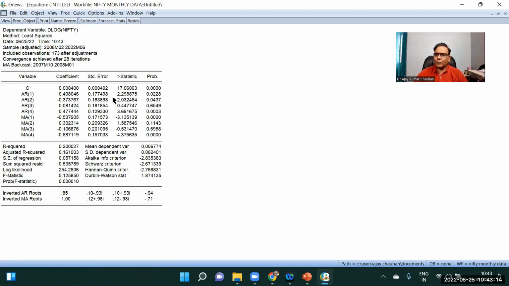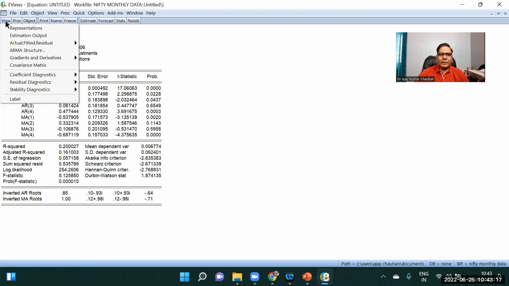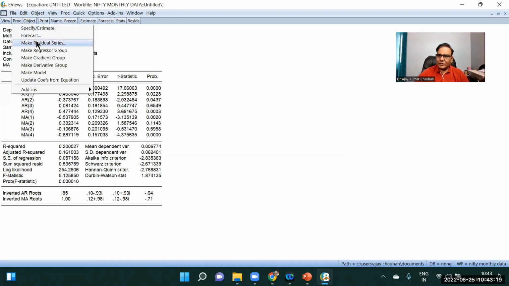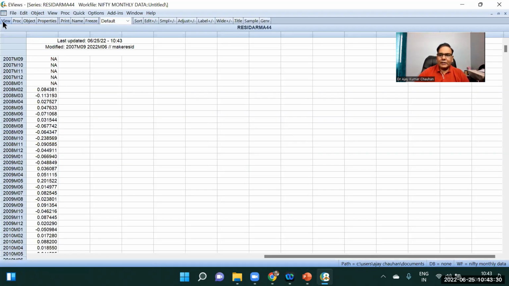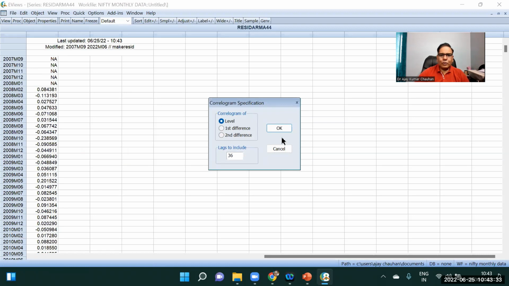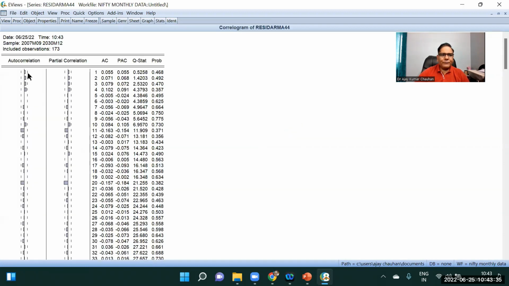And I have to check the residual series of it. This is the residual of ARMA 44. And let's check the correlogram. So now you can see that we captured all the information. All these spikes are less than the dotted lines. So almost up to 10 lags, you can see all these spikes are within the range. So it means this model seems to be better.